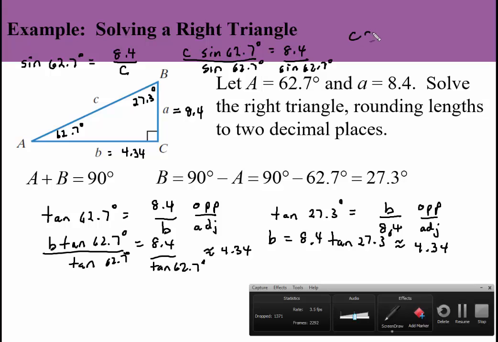And c will be approximately, and it better be longer than a and b, so make a note of that as well, or we're really in trouble if the hypotenuse isn't the longest side, is about 9.45 rounded to two places. So that would do it. All right, so there is an example of given certain parts of a right triangle. If you're given an angle and a side, you can pretty much get everything else.